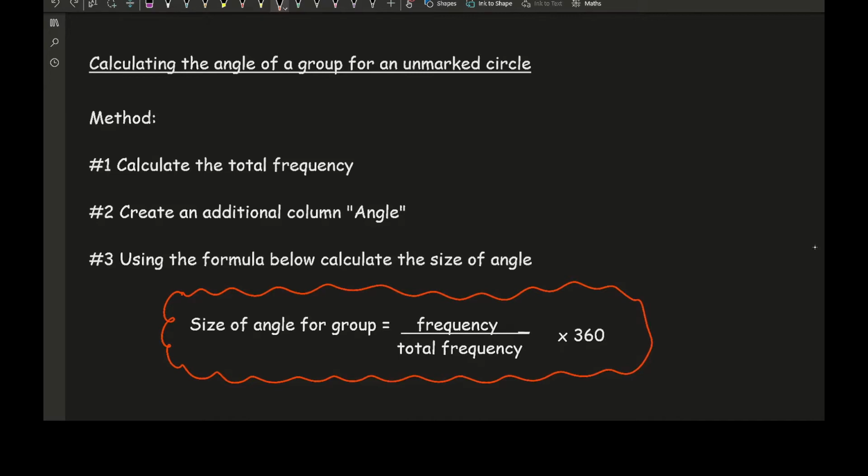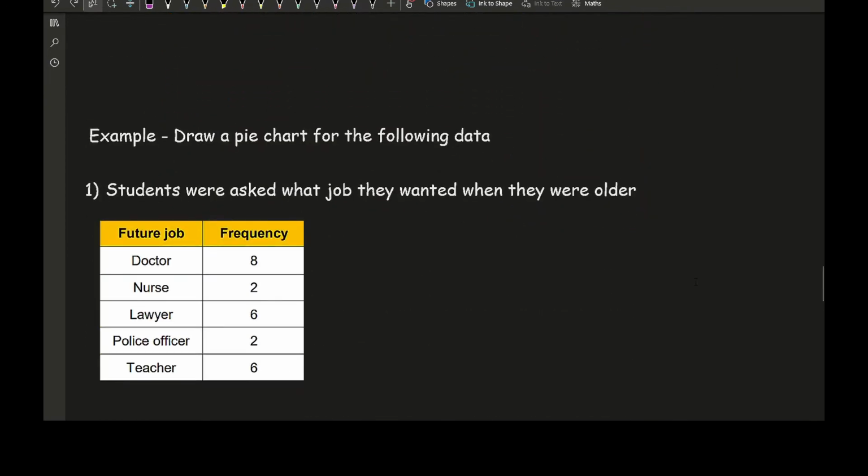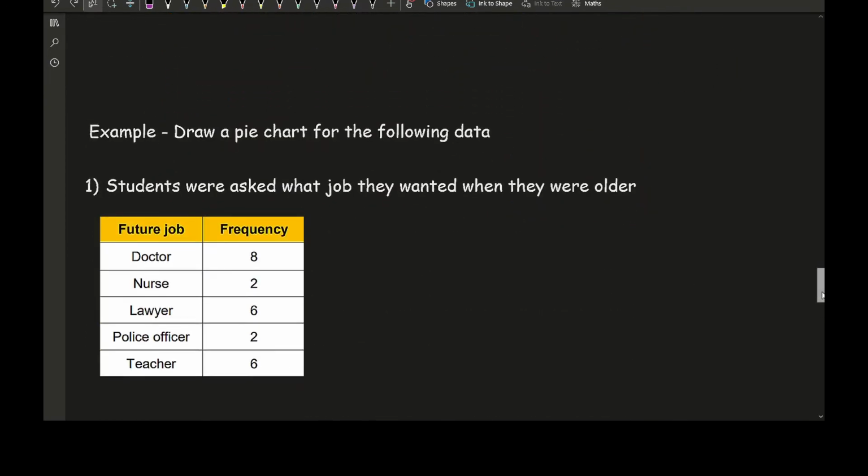Now again, if you are going to be doing this on the calculator, just make sure that this is dividing. One thing you might want to do on your calculator is enter it as frequency divided by the total frequency, then press equals and then multiply by 360, rather than doing it in one go. But again, using common sense, you should be able to spot when an angle is incorrect on your calculator. So let's have a look at answering this particular question.